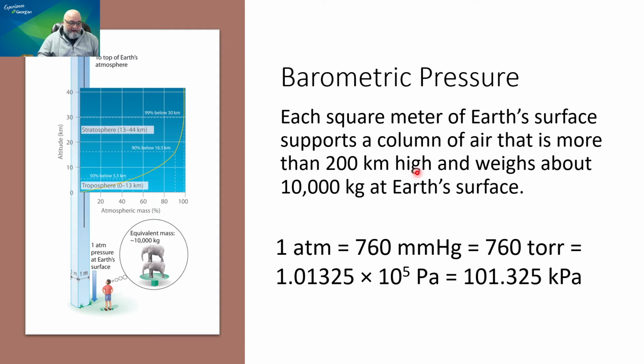That's crazy. I know air is light, but if you have something that is 200 kilometers high stacked on top of each other, no matter how light that is, it's going to be very forceful, and it weighs about 10,000 kilograms, so 10 metric tons at Earth's surface. Okay, so this is what we're dealing with, right? This is what we call atmospheric pressure, so we call it 1 atmosphere, which is the same as 760 millimeters of mercury. Hg stands for mercury.